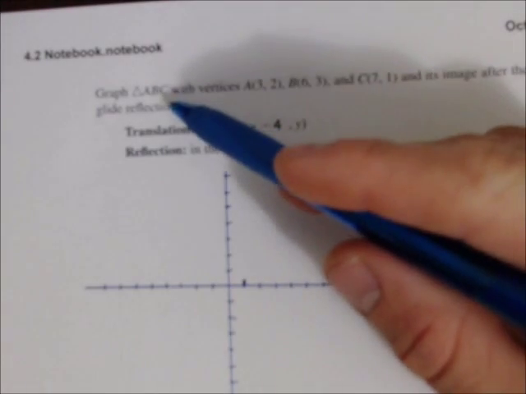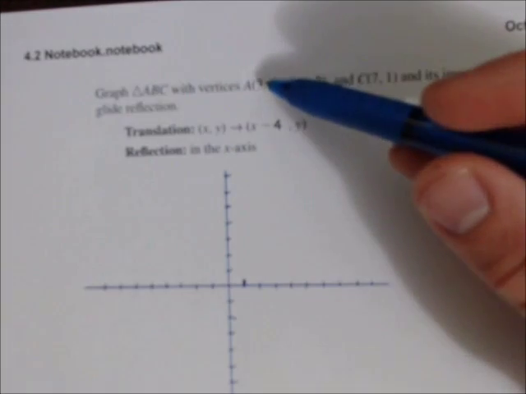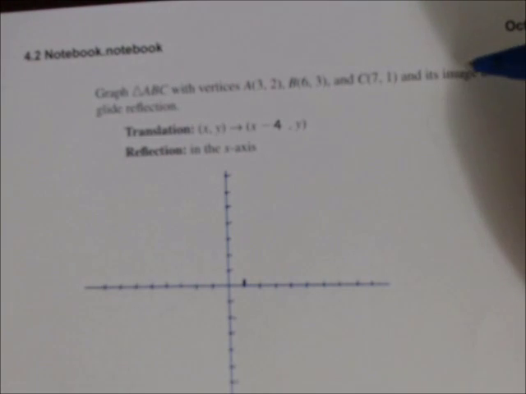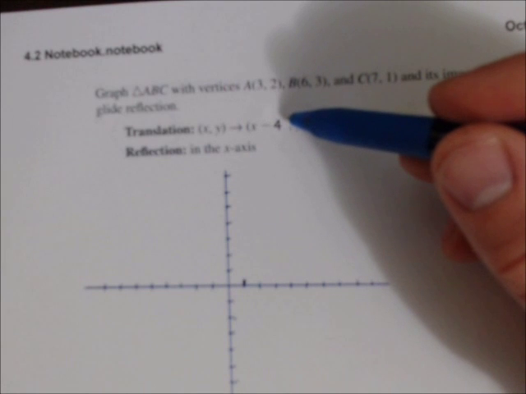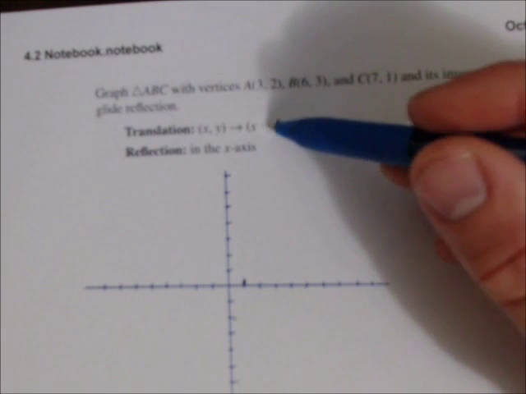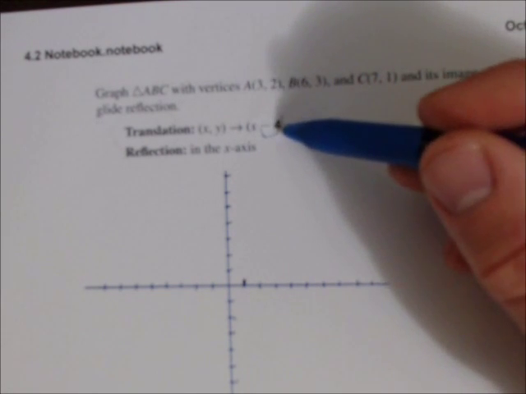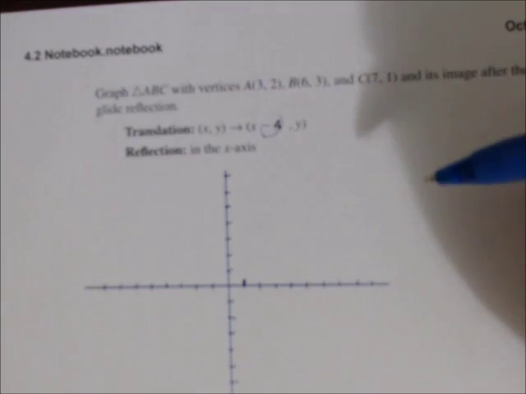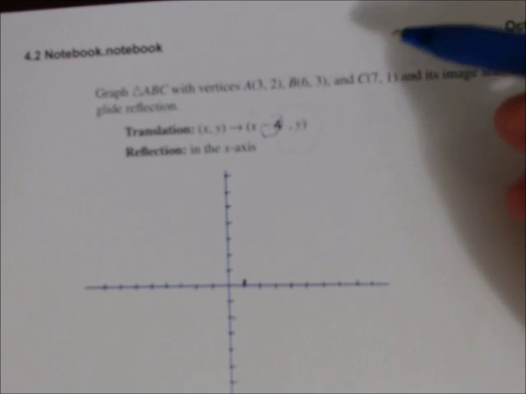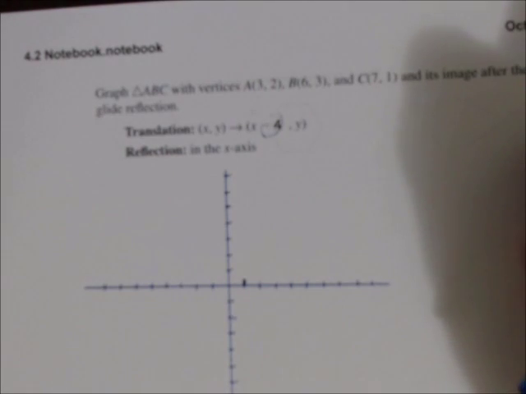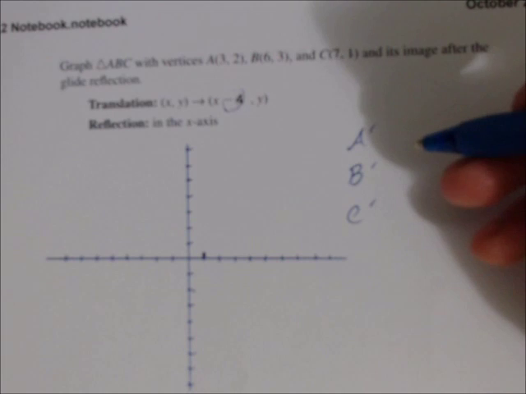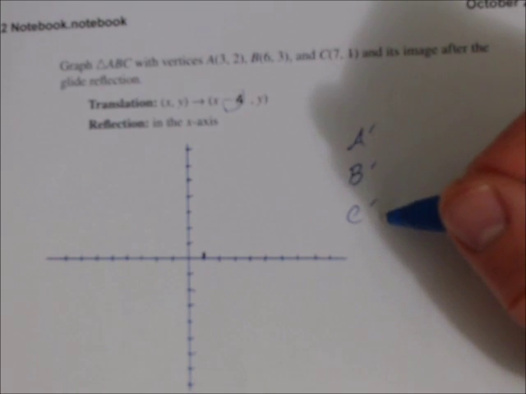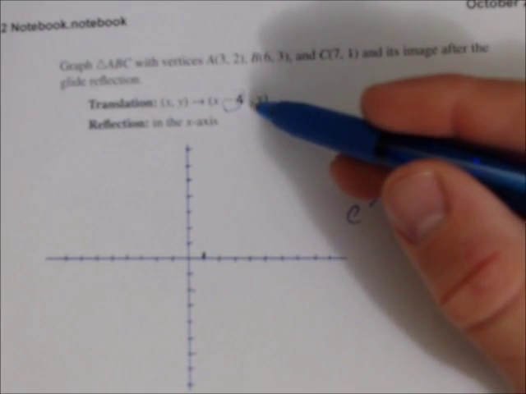So we're going to graph triangle ABC with vertices A(3, 2), B(6, 3), and C(7, 1). We're going to translate them with this rule, which just means that we're going to move them 4 units to the left, and then finally we'll reflect them in the x-axis. To do this, I don't think we need to start by graphing right away. I think we could write down the coordinates for A prime, B prime, and C prime after this translation.